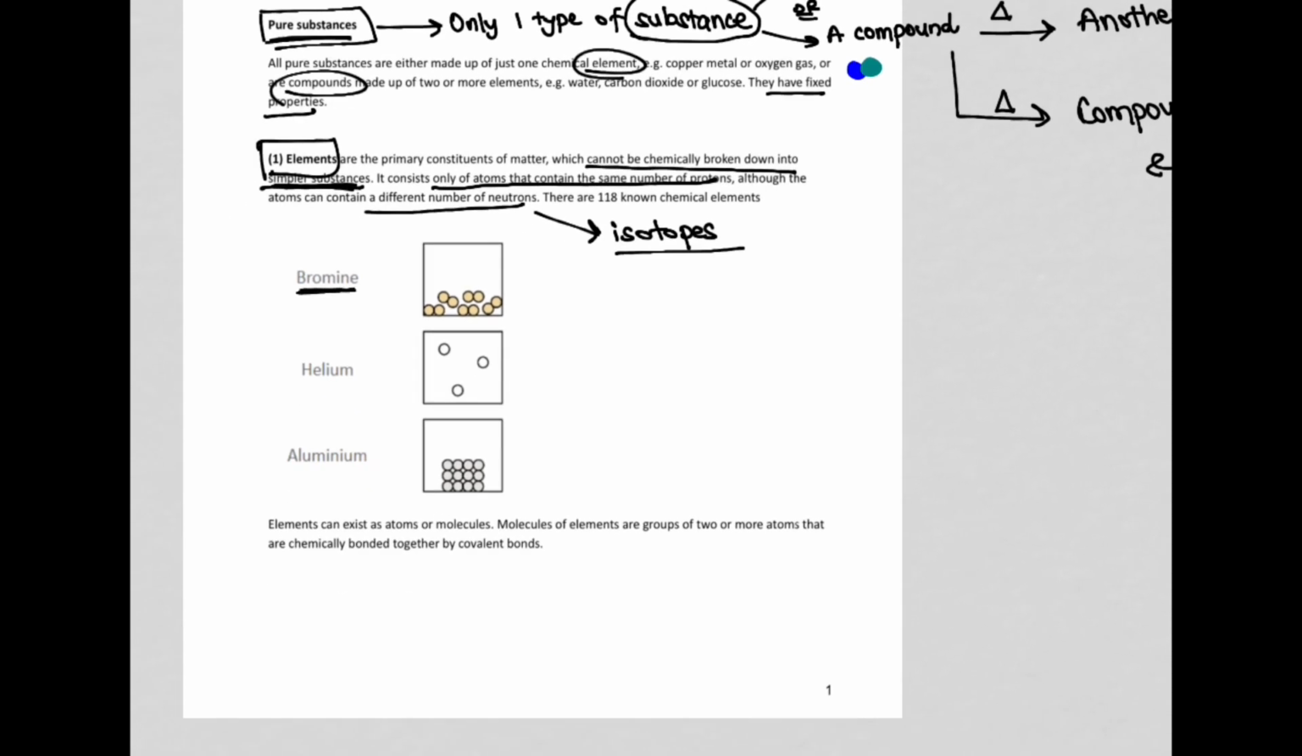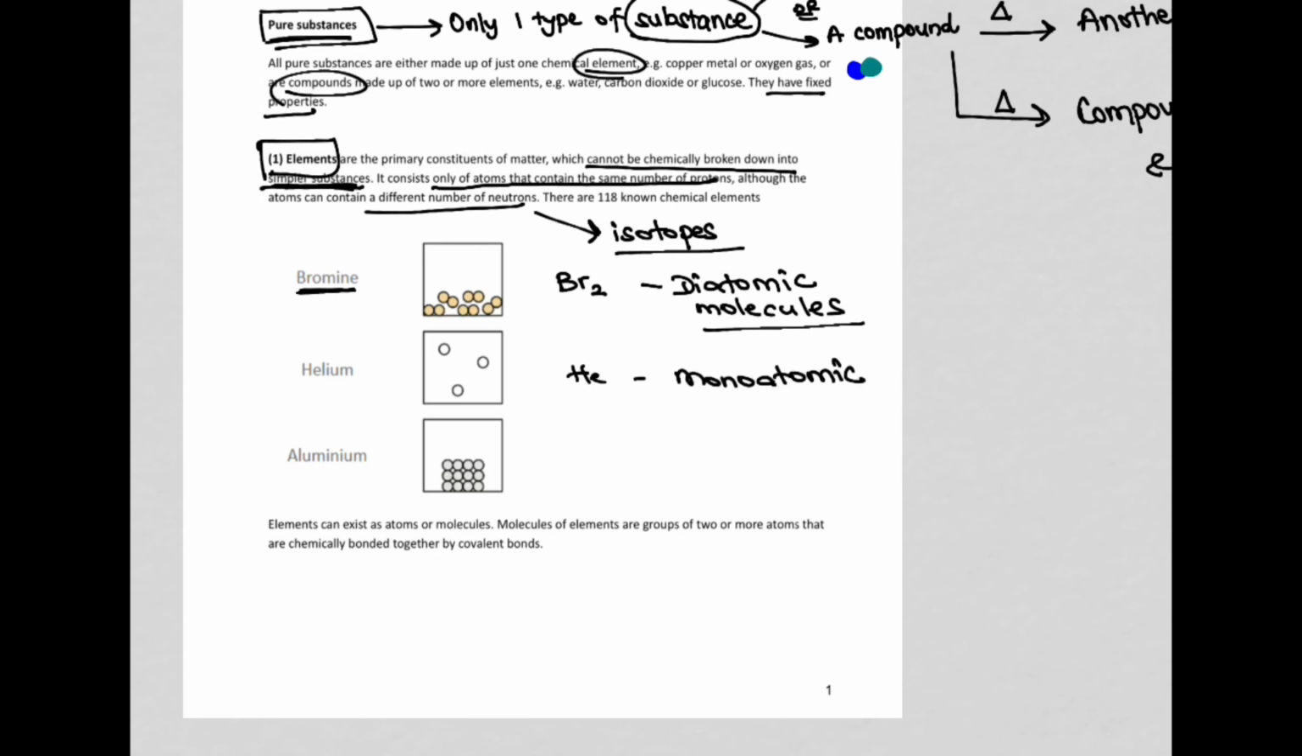So bromine exists as Br2. That's why you will see these two combined. So these are diatomic. So you have two atoms of the element that combine. So you have diatomic, I will use the term molecules here, diatomic molecules. So they are combined, but you only have one type of substance. So it is element and it is pure. Helium is monoatomic. It exists as He. It does not combine.